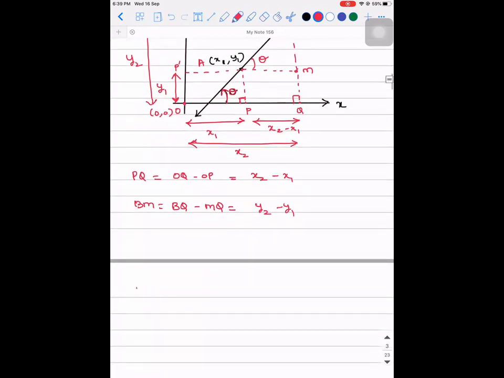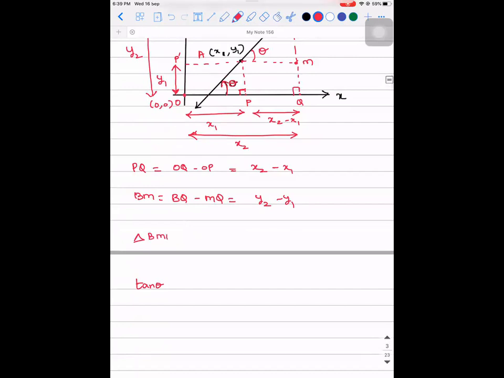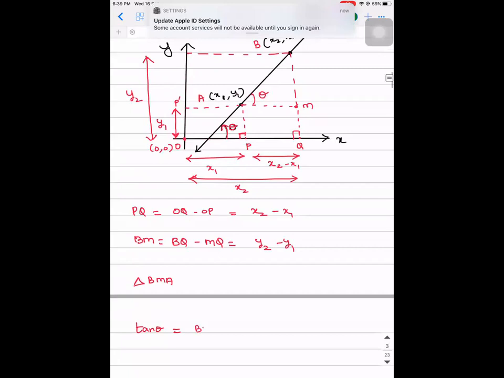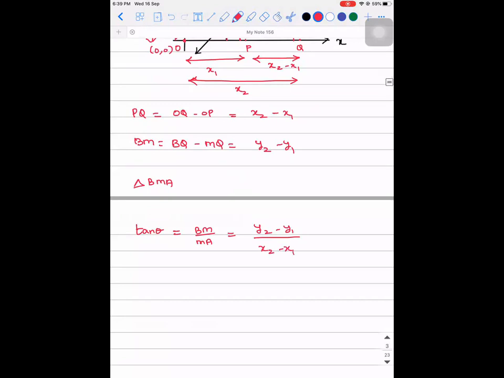Right. So if I take the triangle, which triangle? BMA. If I take the triangle BMA, what is tan theta equal to? BM divided by MA. So what is BM? Y2 minus Y1, divided by X2 minus X1. But according to definition, what is tan theta?